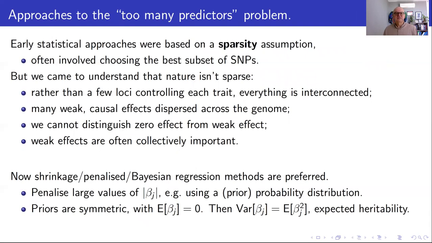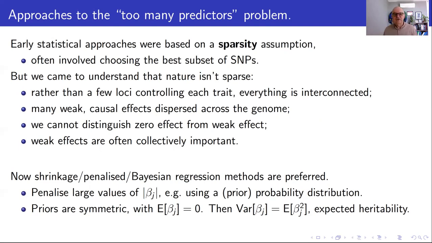So what are some of the solutions? The early approaches were based on this sparsity idea, that there were not too many SNPs involved in any trait. Unfortunately, we came to realize that nature isn't sparse, and trying to select the right set of SNPs turned out to be not so fruitful, because the reality is it's not just a few loci controlling every trait. Everything's interconnected. There are many weak causal effects more or less everywhere in the genome for many traits.